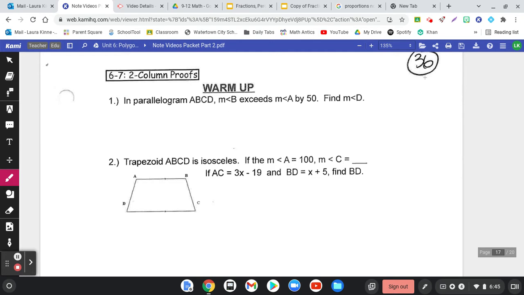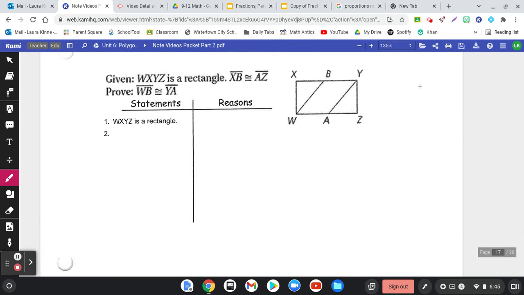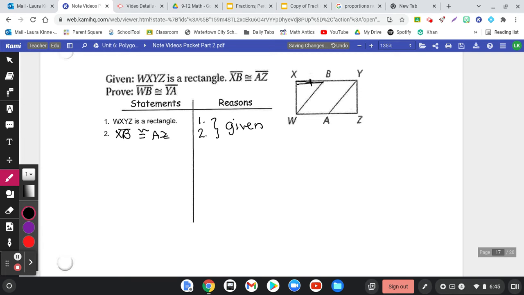So if you want to just open up to page 36, go to the bottom and we'll talk about this proof. So let's see what they gave us. Remember, you want to give statements, can't assume anything, and then the reason that you gave me that statement. So it tells us this is a rectangle. It tells us XB is congruent to AZ. And 1 and 2 are both given. So XB from here to here is the same as AZ.